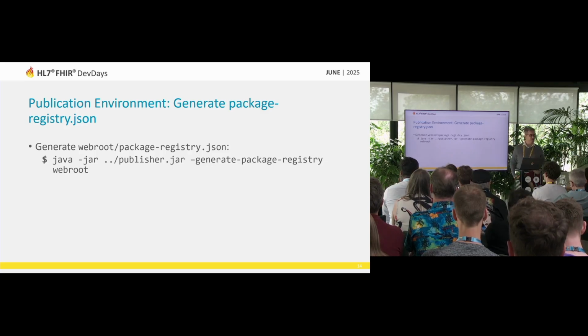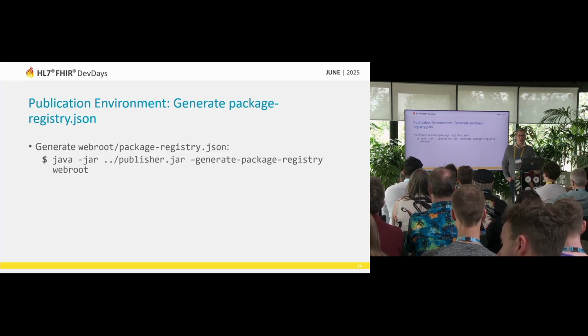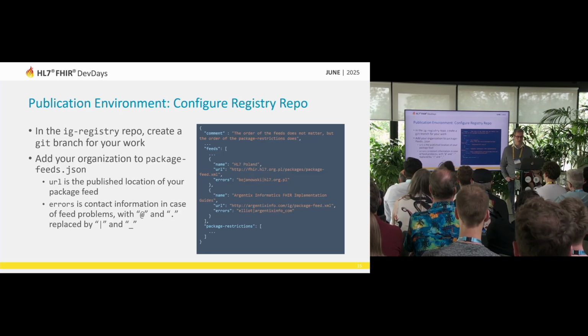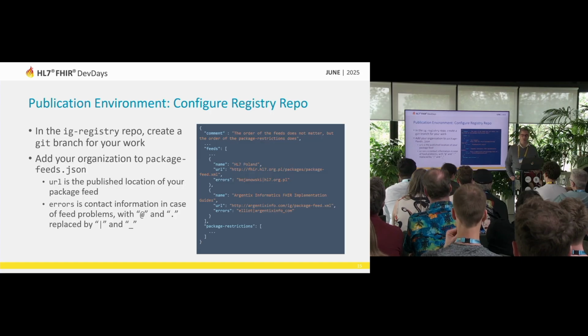Our staging directory is basically all set up. One more thing to do before we look at the IG itself. We need to let the FHIR tooling know your organization will have published implementation guides. So in the IG registry repo, we'll edit package-feeds.json.